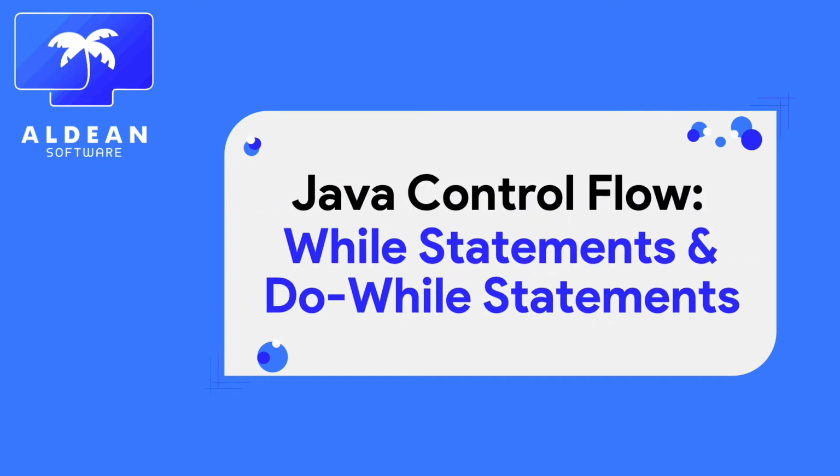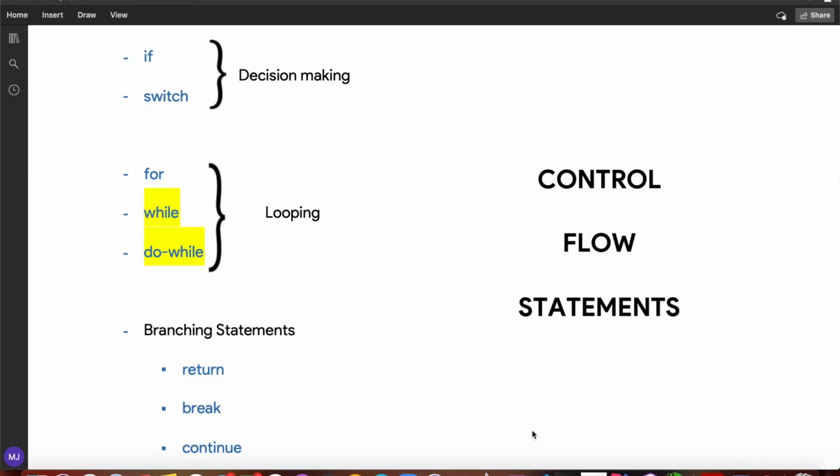This video will cover the last two looping statements, while and DoWhile, and thus conclude the Java control flow statements. In general, the while statement and the DoWhile statement will repeatedly execute a block of code as long as a given condition is true. The definition is similar to that of the for statement, but I'll go more into the similarities and differences throughout the video.